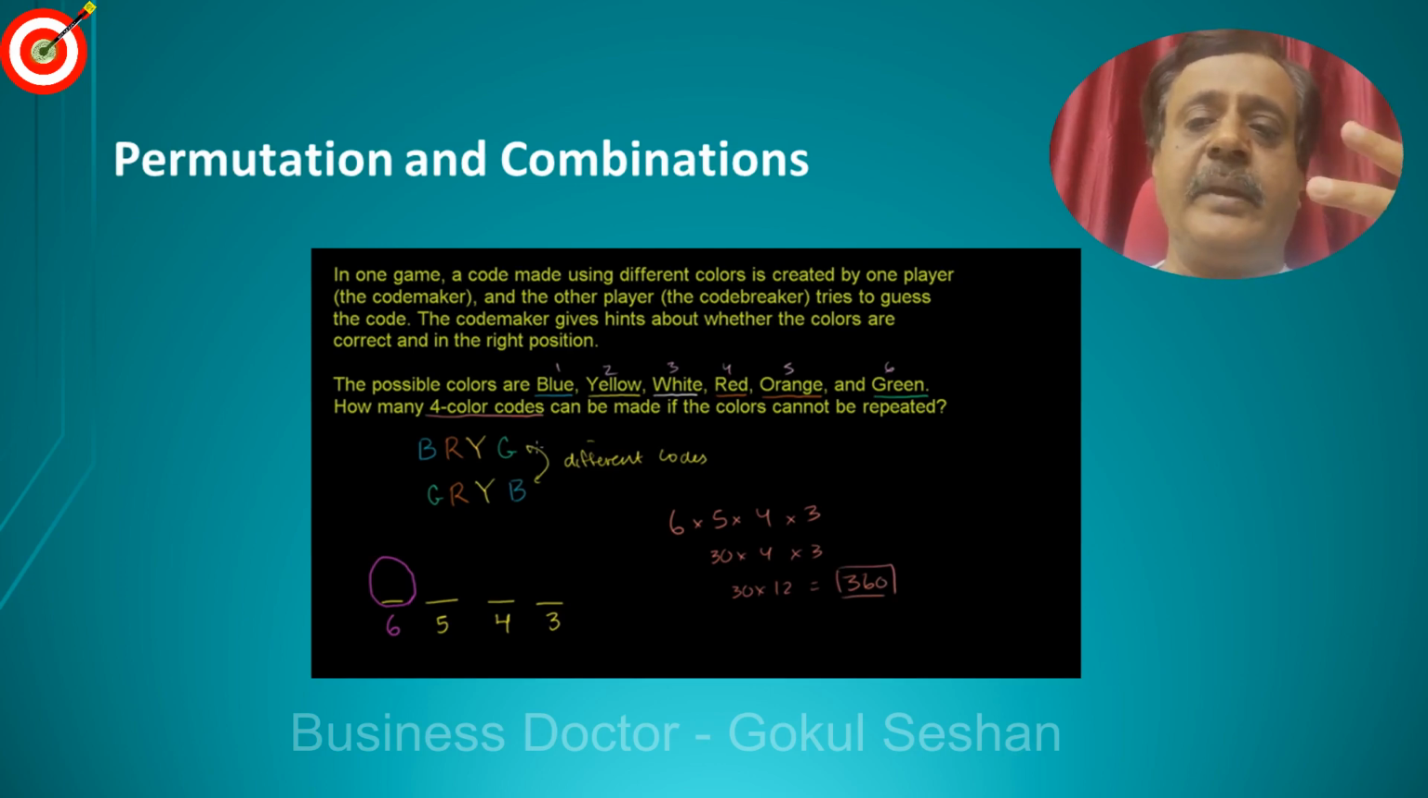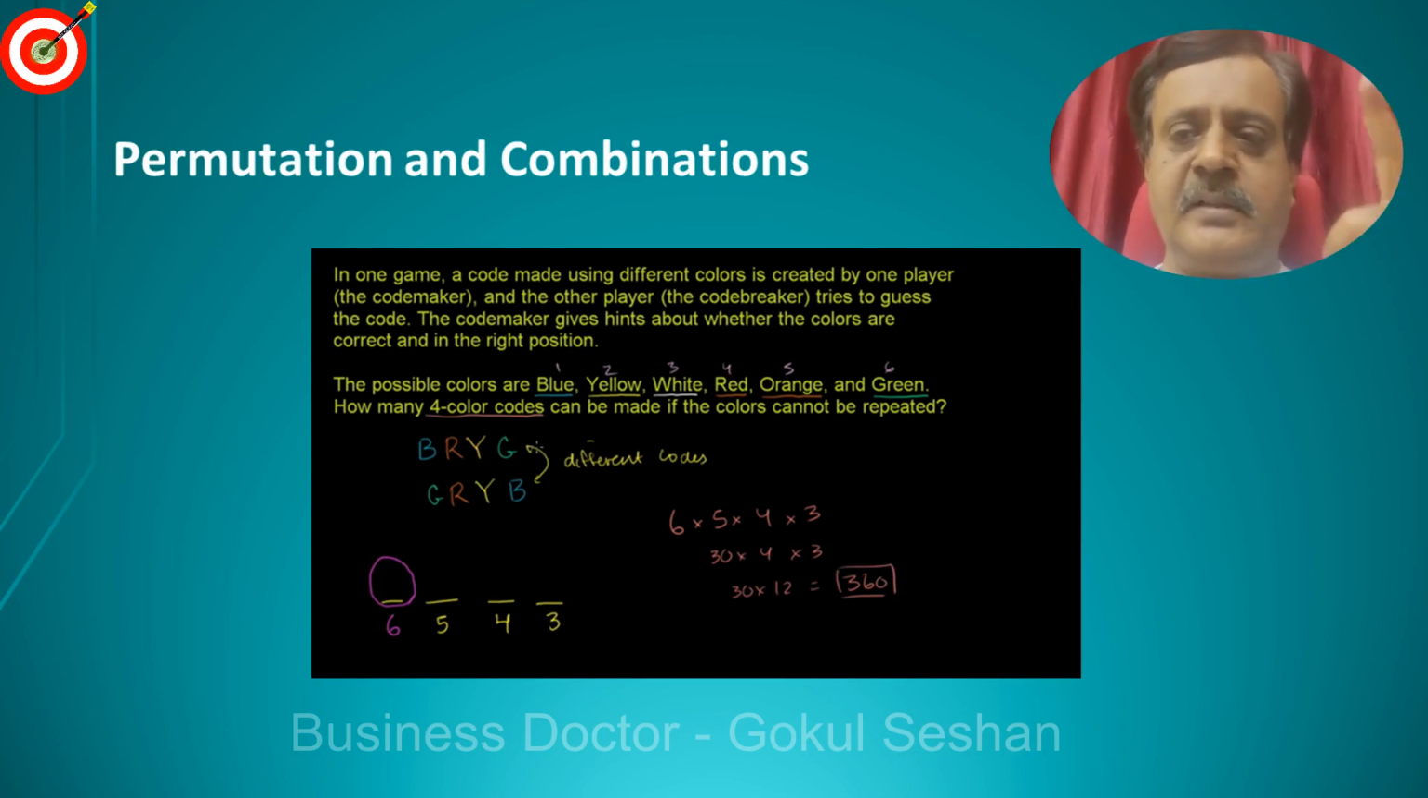So how will you make these choices, 4 out of 6, right? You apply the same formula: you will have 6 combinations into 5 combinations into 4 combinations into 3 combinations. In that way you will identify the number of permutations possible with this kind of arrangement.